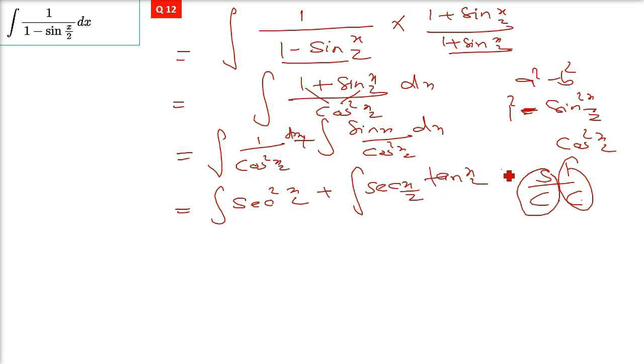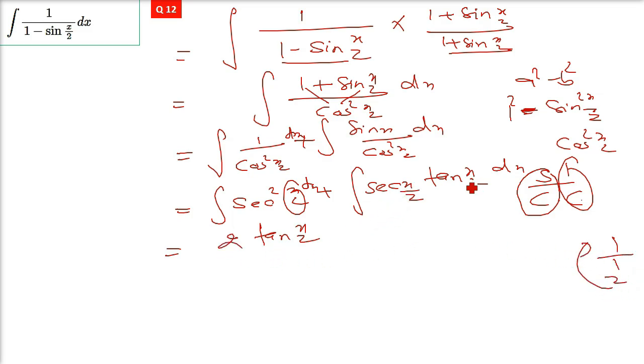So sec x by 2 and tan x by 2. Sec square x by 2 is what? It's tan x by 2, direct integration. And what is the differentiation of x by 2? It is going to be half. Half has to be put in the denominator, so this 2 goes up. So this is 2 tan x by 2.